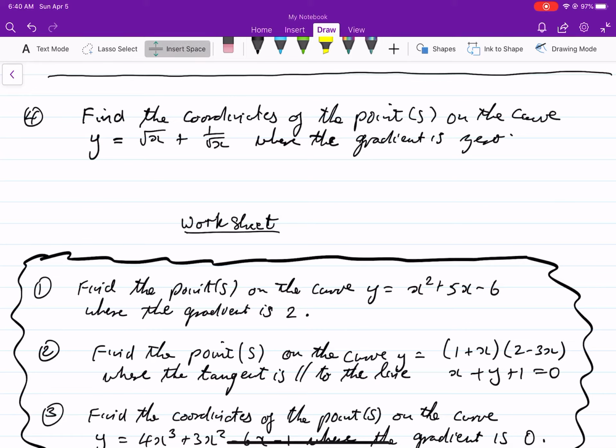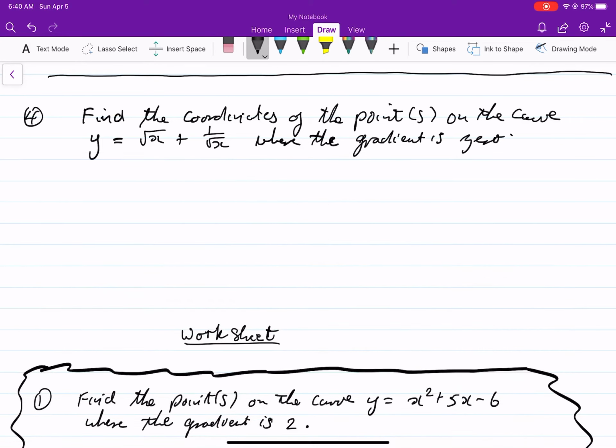Okay, we should be able to handle that with not too much fanfare. Clearly, this function is not in the form of a standard polynomial, so we will first put it in that form. So y is equal to x to the power of a half plus 1 upon x to the half, which when you throw it up becomes x to the minus a half. Everybody can do that. You know your indices, right?